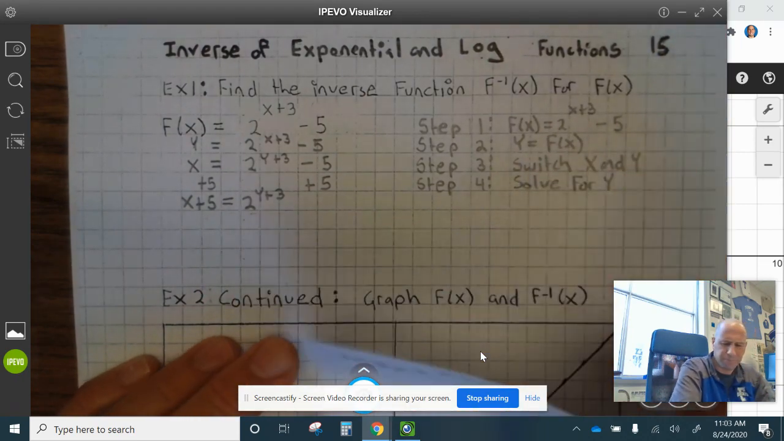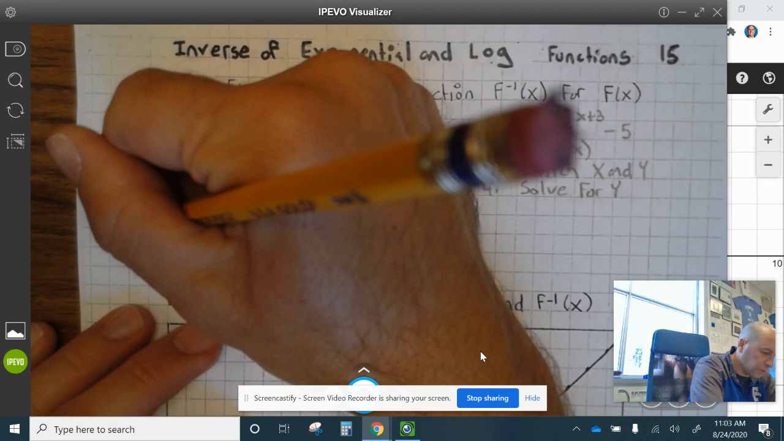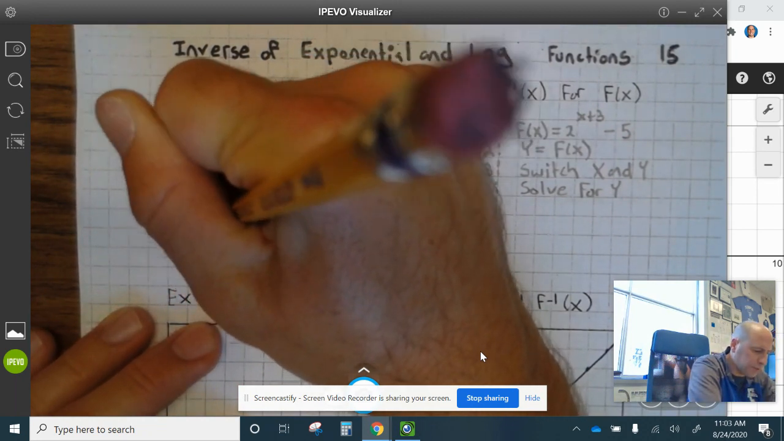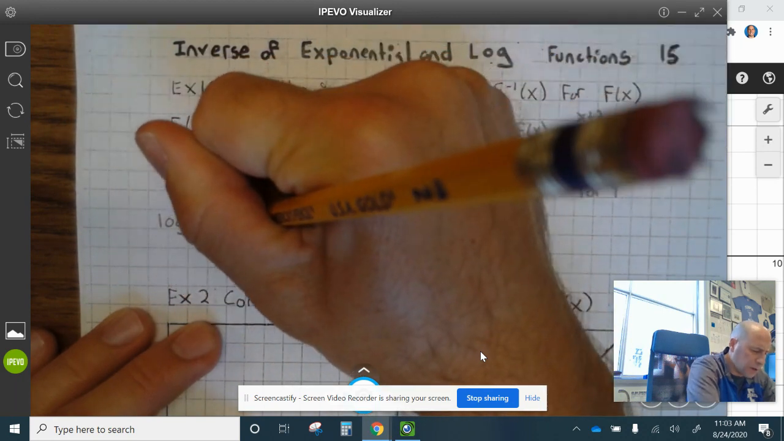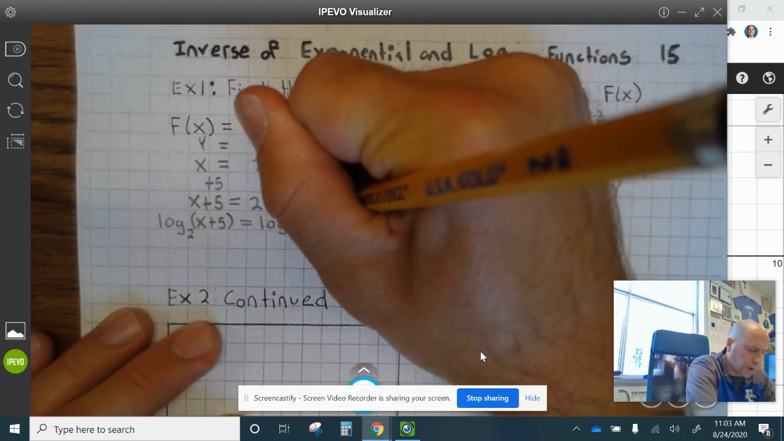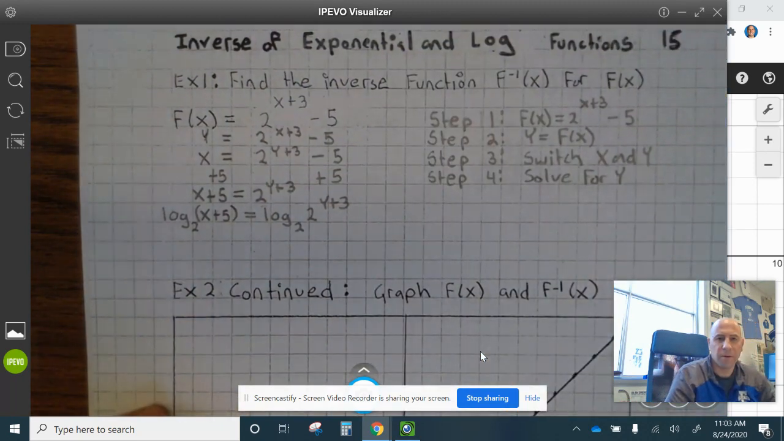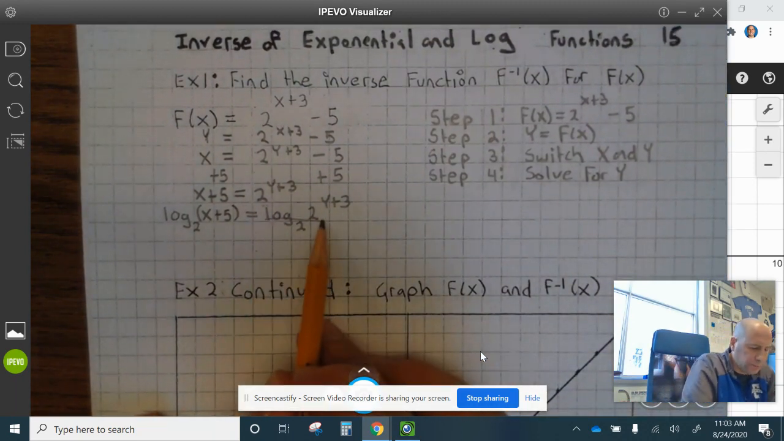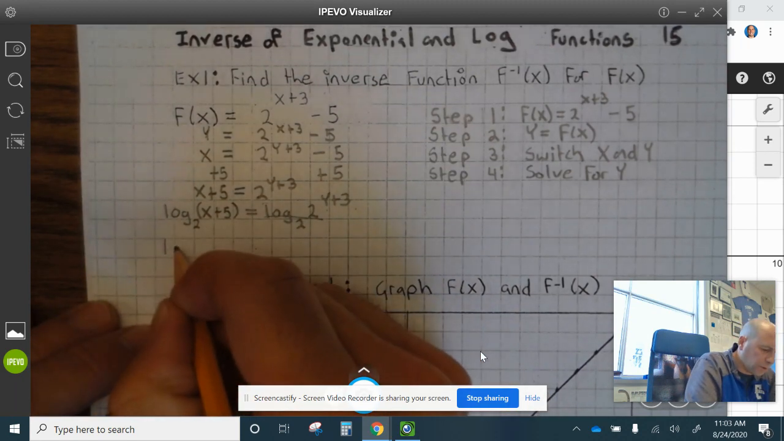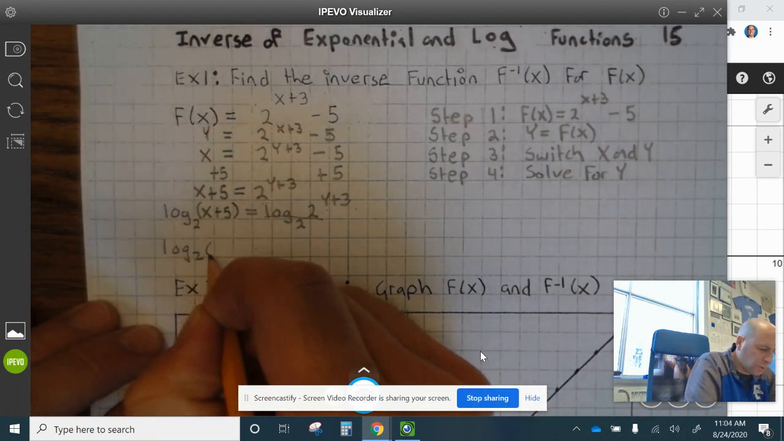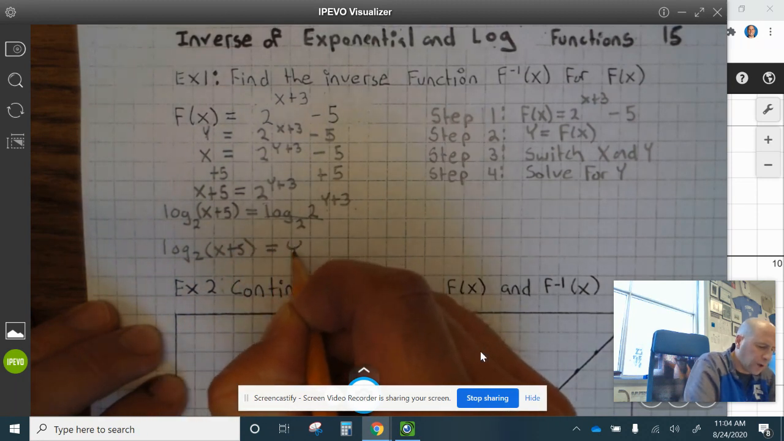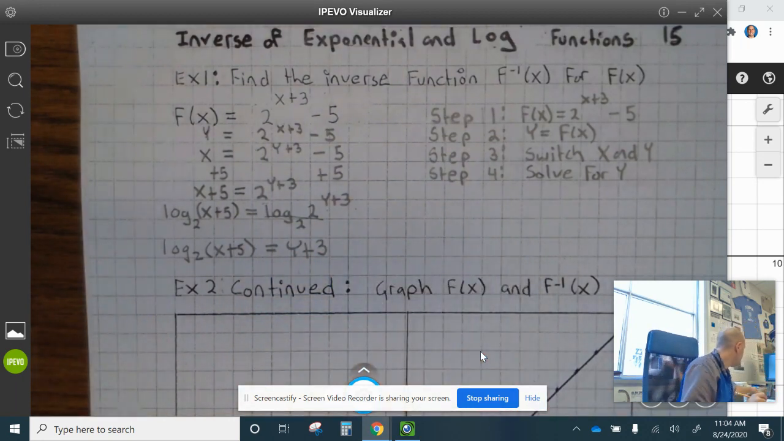So we're going to do log base 2 of x plus 5, I'm going to put this in parentheses, equals log base 2 of 2 to the y plus 3. Now remember, that goes away now, and so you're left with y plus 3. So we have log base 2 of x plus 5 equals y plus 3.